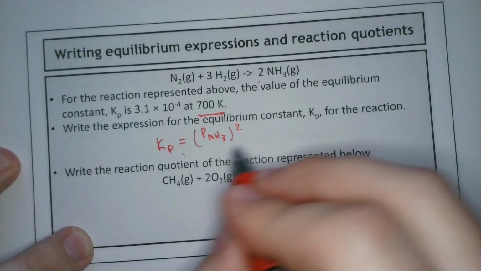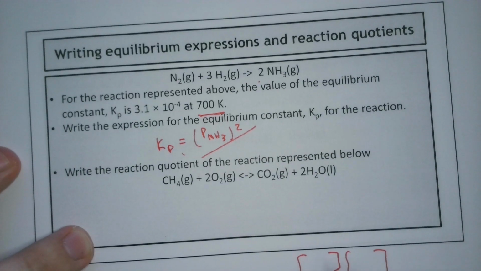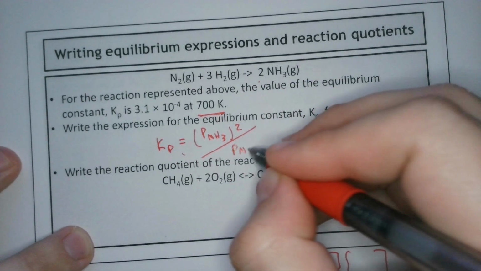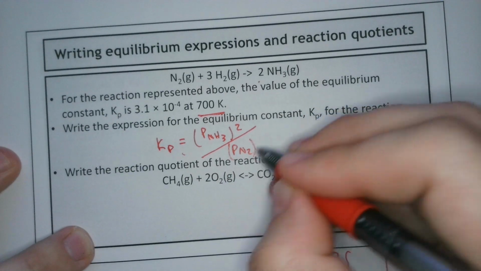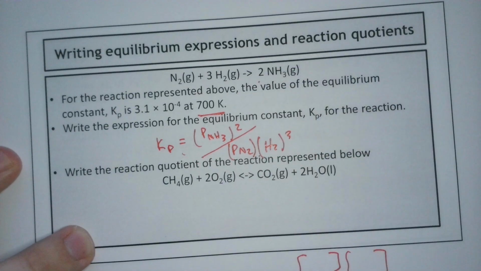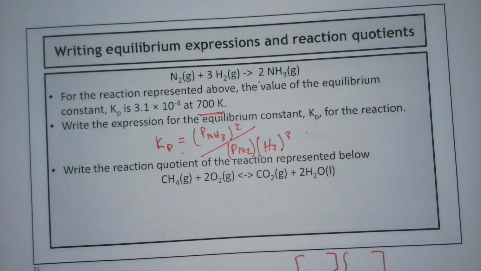And then I'm going to divide by, I'm just going to draw my divide by like this, just so I can have a little bit more room. And I divide by my reactants. So I have the pressure of nitrogen times the pressure of hydrogen cubed, because there's three of them. Now, if you wrote it with brackets, it really means the same thing. But just to be safe, I wrote it this way.